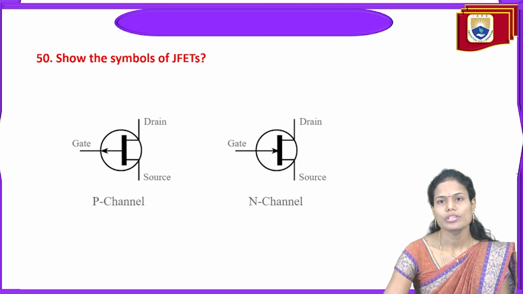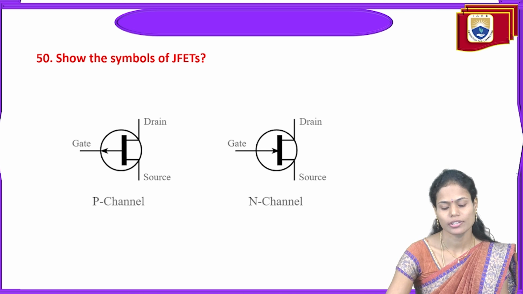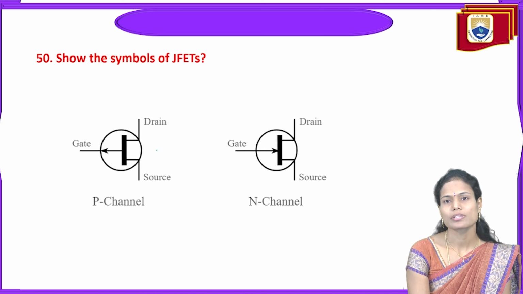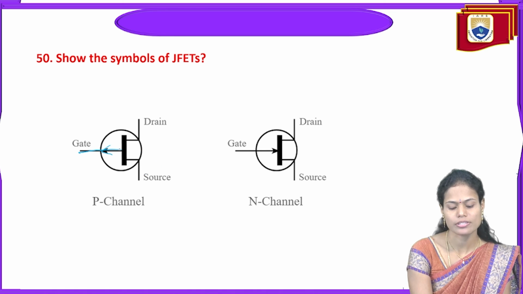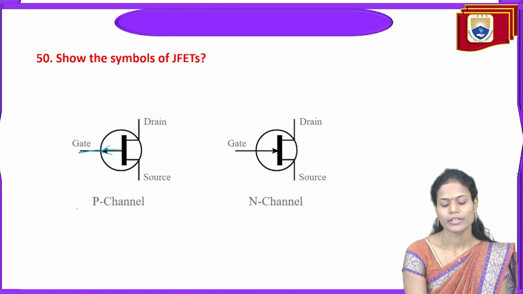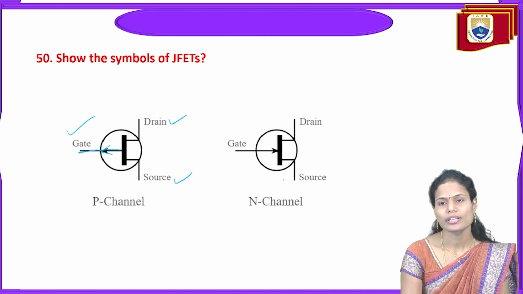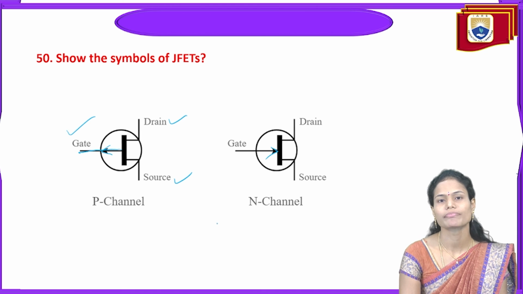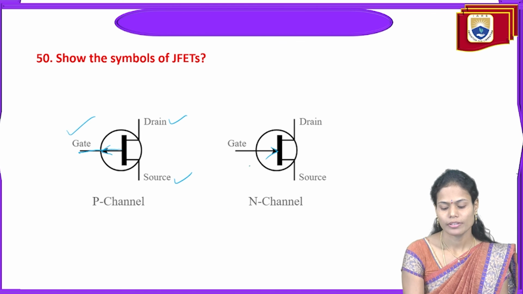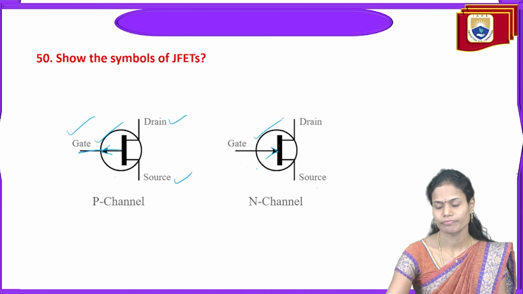Next, the symbols of junction field effect transistors. This is the symbol for a P-channel junction field effect transistor. The current conduction is outside the gate. This is the drain, source and gate terminals. And in the case of an N-channel JFET, the current direction is inside the circuit here. Gate, drain and source. This is the difference between the P-channel and N-channel JFETs.